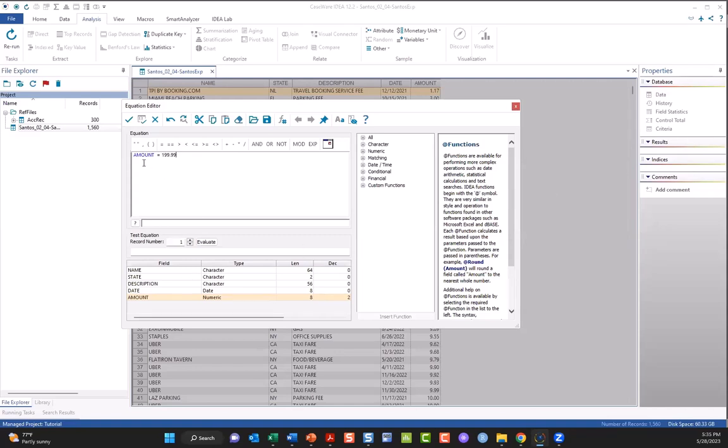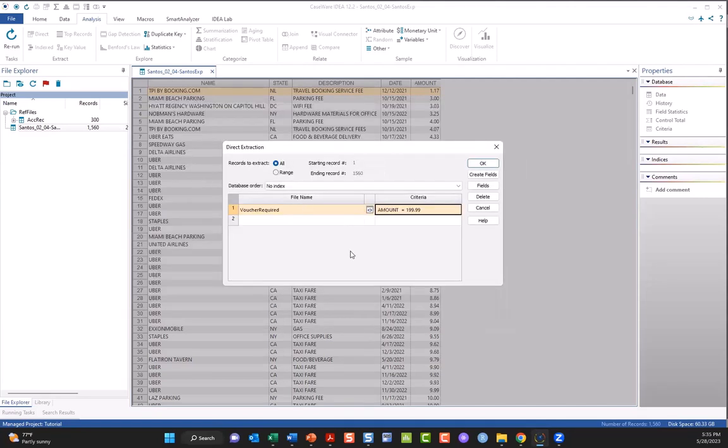So here we go. We're going to look for Santos, amount equals 199.99. The nice thing is we can validate over here. It just tells me that the equation is valid. It doesn't know whether this is really what you want, but it knows it can understand it. And here we're going to go validate and exit. There we go. The fields that I want to keep, I'll keep all the fields and I will do OK.